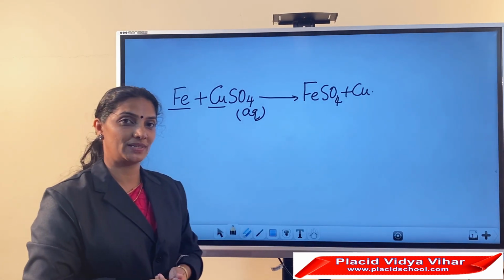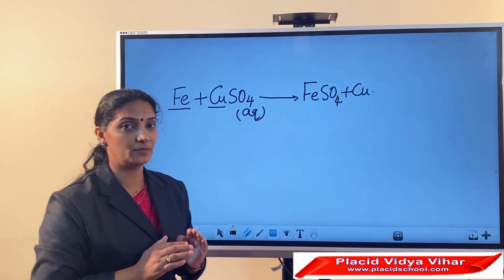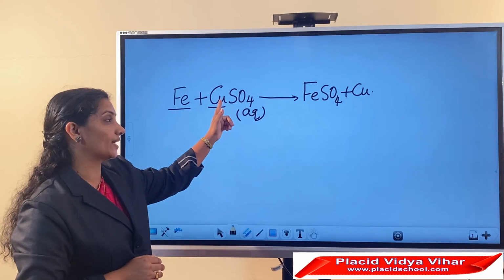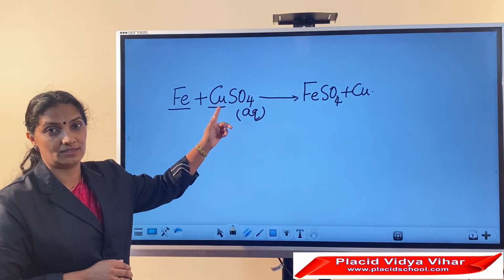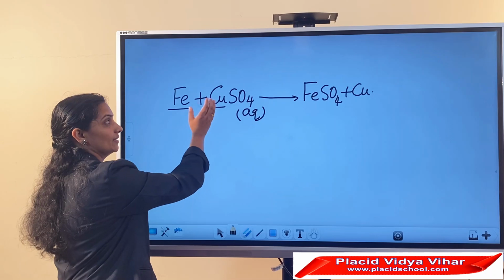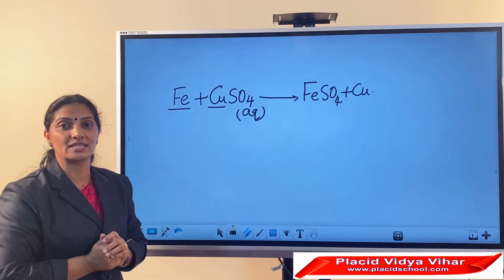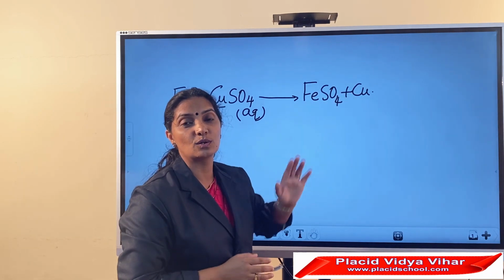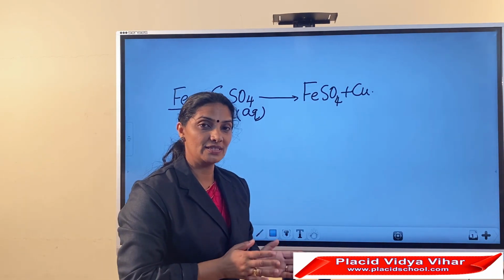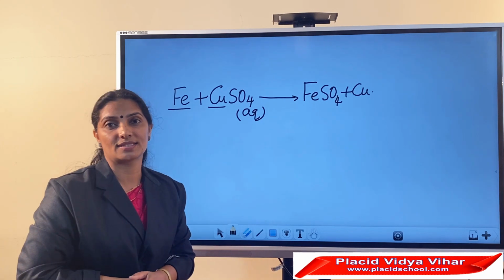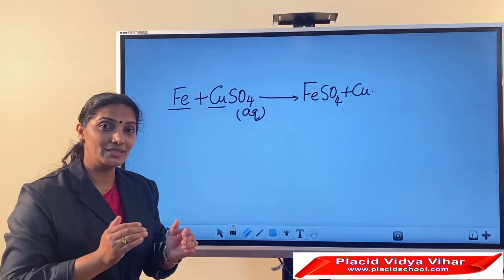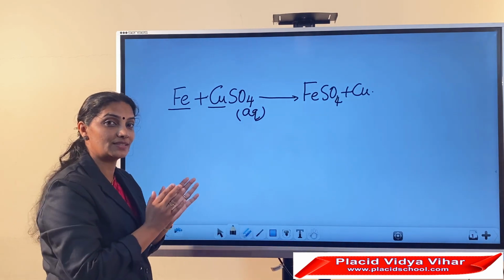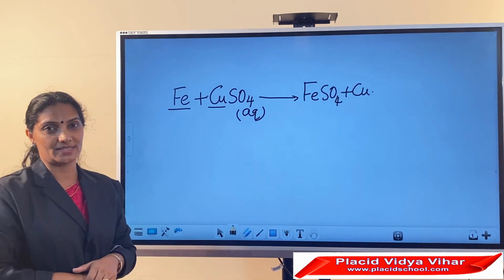What is our displacement reaction? A reaction in which a highly reactive metal displaces a less reactive metal from its salt. As iron is more reactive, it takes copper from copper sulfate. As a result, we get iron sulfate and copper. In the 7th standard, you just studied the color change. But now, you study the reason behind it. It completely depends on the reactivity of different metals.